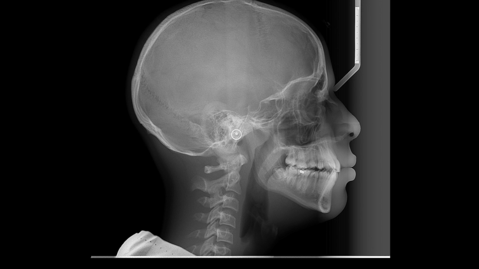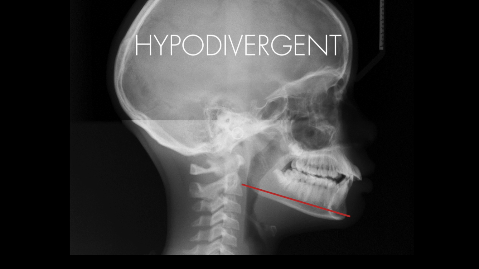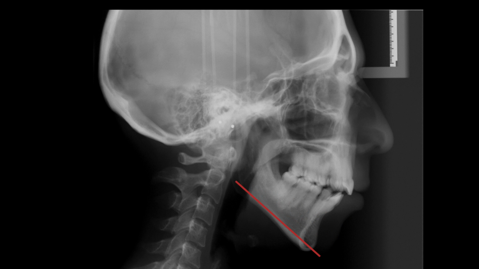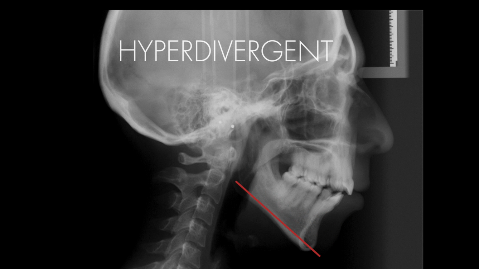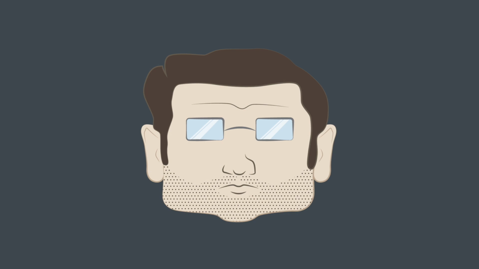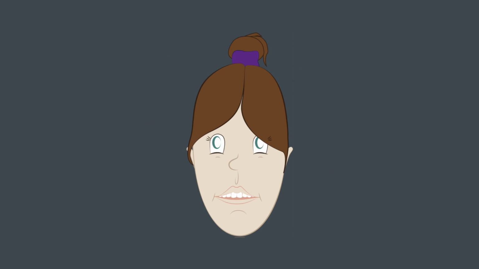In a normal skeletal pattern, the mandibular plane angles downward from the posterior to the anterior. A hypodivergent skeletal pattern occurs when the angle of the mandibular plane is too shallow, and a hyperdivergent skeletal pattern occurs when the angle of the mandibular plane is too steep. Hypodivergent patients generally have short lower faces, while hyperdivergent patients have long lower faces and incompetent lips, meaning that their lips don't make contact while at rest.